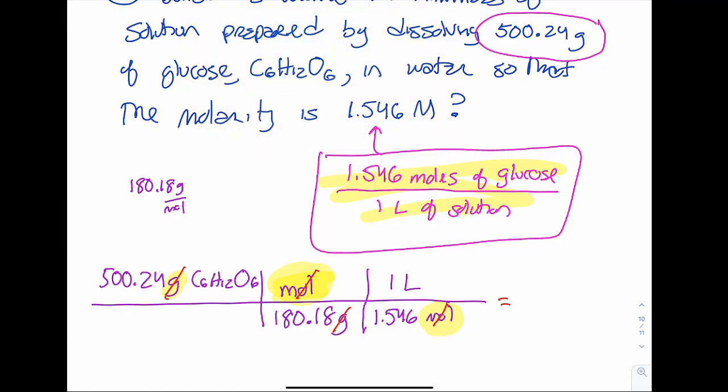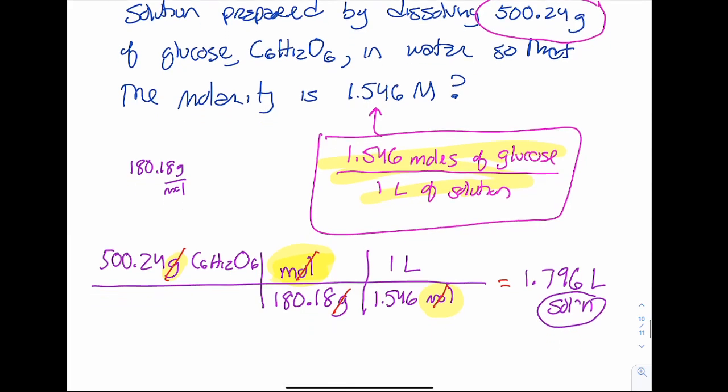So I'm typing this into my calculator again. Oop, I typed in 0.25, not 0.24. I miss having you guys in class to check my work. And I got 1.7, we want 4 sig figs, 1.796 liters of solution. Oh, SOL. This SOL with an apostrophe N is my abbreviation for solution.